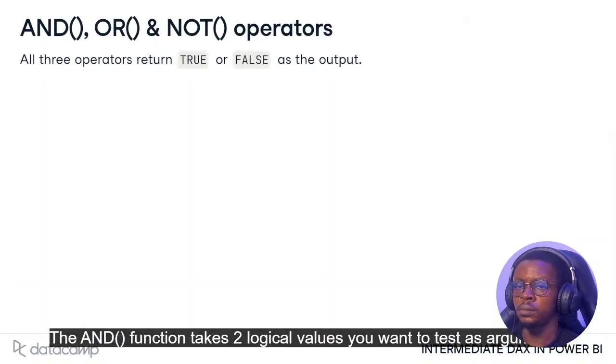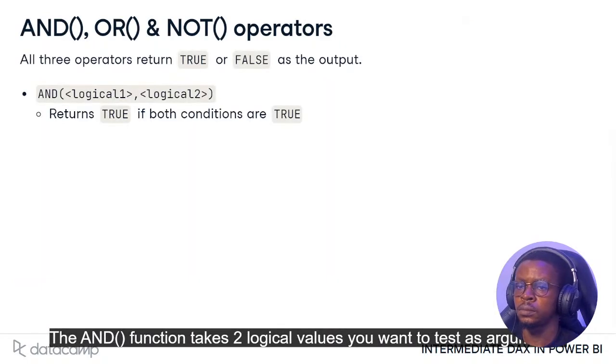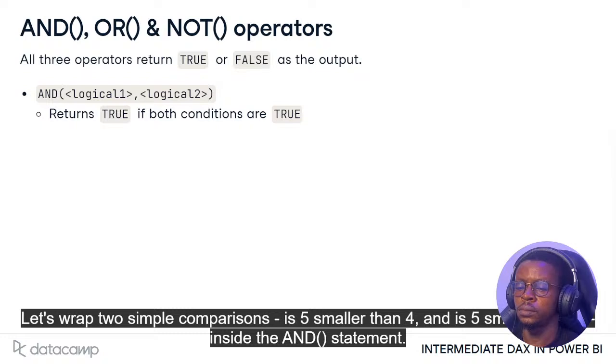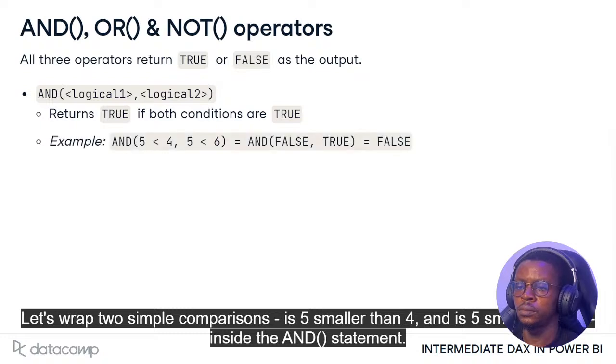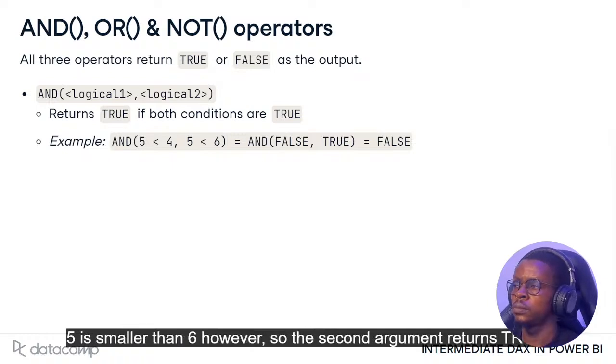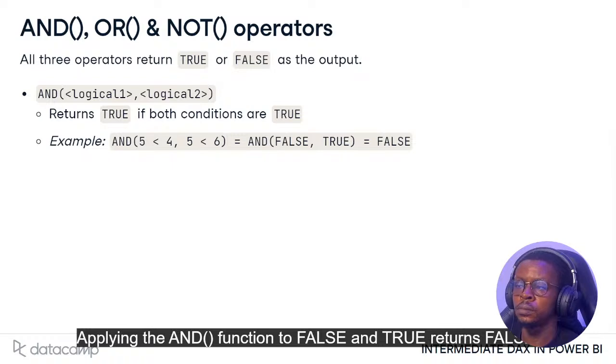The AND function takes two logical values you want to test as arguments. It returns true if both conditions are true. Let's wrap two simple comparisons, is 5 smaller than 4 and is 5 smaller than 6, inside the AND statement. 5 is not smaller than 4, so the first argument returns false. 5 is smaller than 6, however, so the second argument returns true. Applying the AND function to false and true returns false.